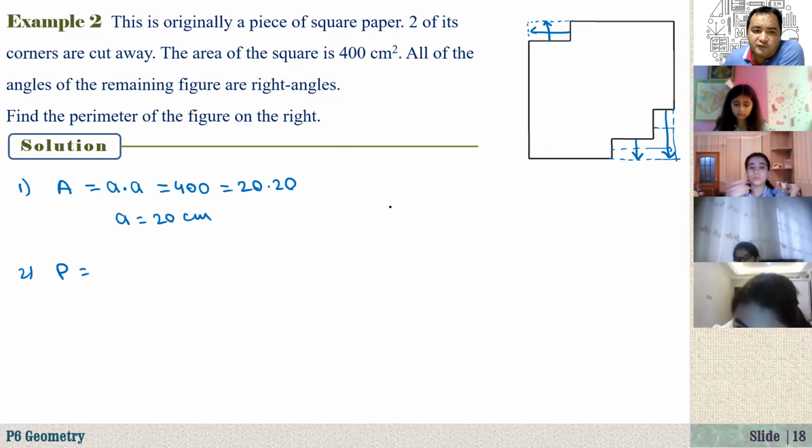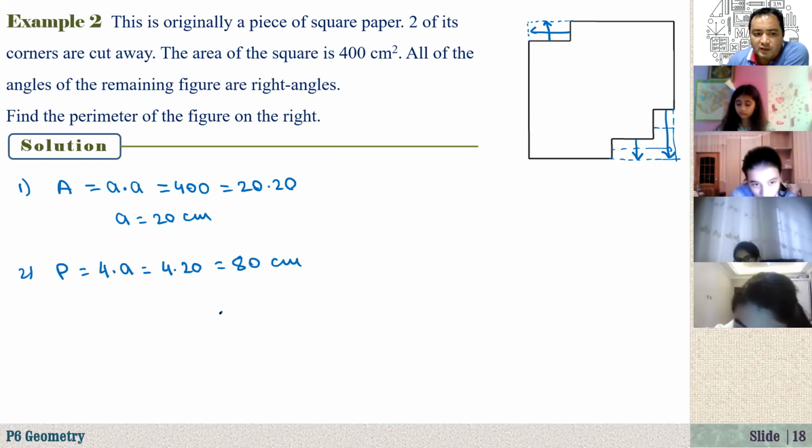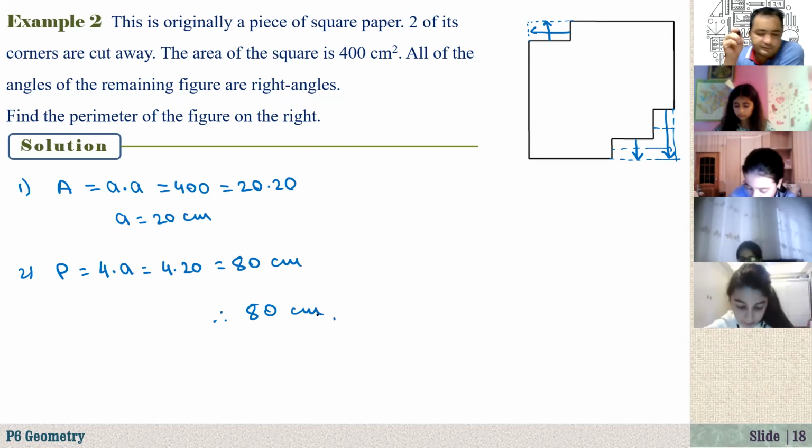the square. So how do you find the perimeter of the square? It is just 4 times one side. That's equal to 4 times 20. So that is 80 centimeters. Dot, dot, dot. The answer to the question is 80 centimeters.